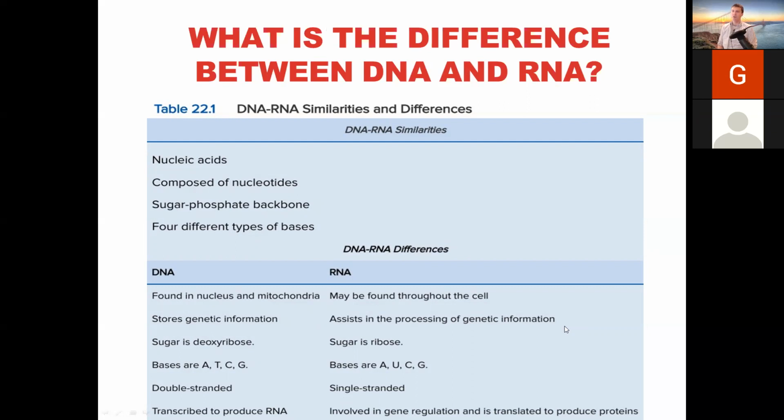In DNA, the sugar is deoxyribose. In RNA, the sugar is ribose. In DNA, the bases are A, T, C, G, and in RNA, the bases are A, U, C, G. DNA is double-stranded, whereas RNA is single-stranded. And then DNA is transcribed to produce RNA, and RNA is involved in gene regulation and is translated to produce proteins.